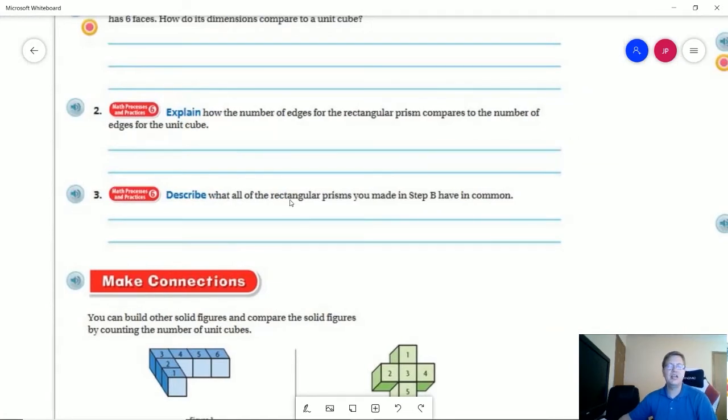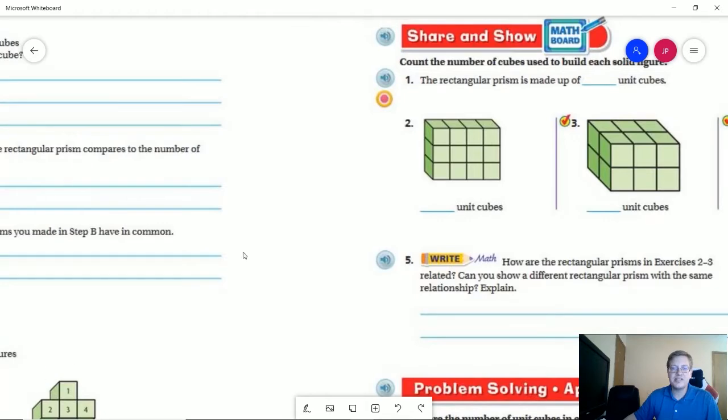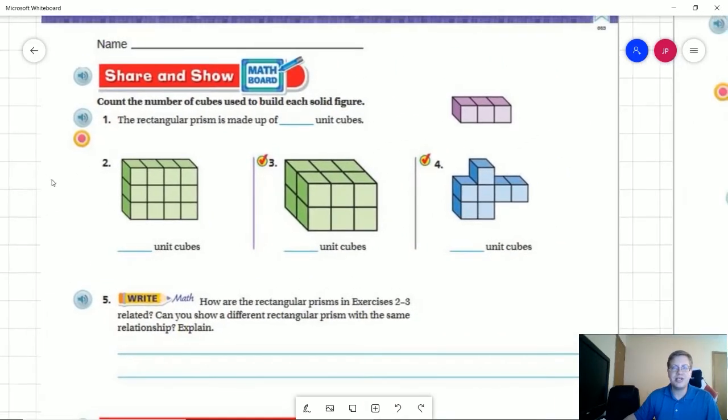So that would be the one thing that they would have in common. They are going to have different measurements, so different lengths or widths or height, depending on how we arrange those blocks. So let's go ahead and I'm going to skip over that bottom part. Let's go over to our share and show now.